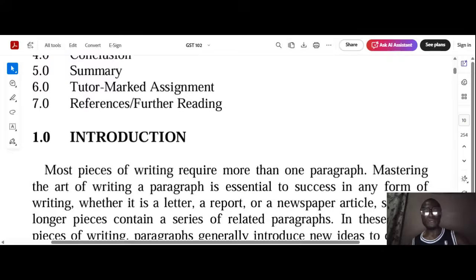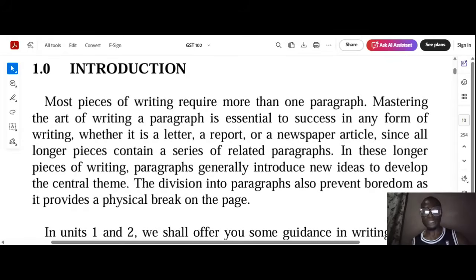And as a form of introduction to this unit, most pieces of writing require more than one paragraph, especially when it is long. So when the writing is a long one, it's going to require more than one paragraph. You can't put 15 ideas in one paragraph. You can't put two ideas in one paragraph. That is breaking the rule. So mastering the act of writing a paragraph is essential to success in any form of writing.